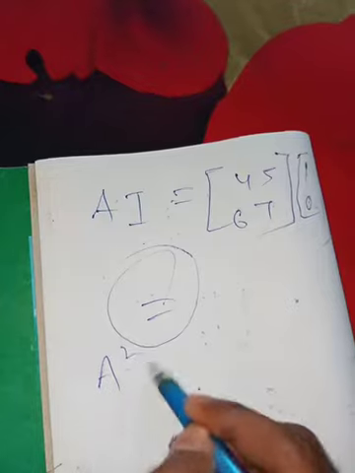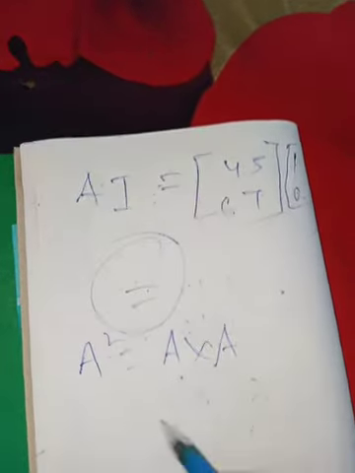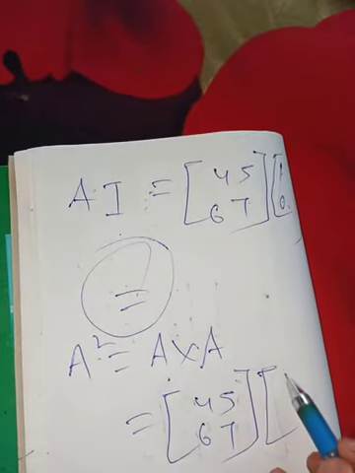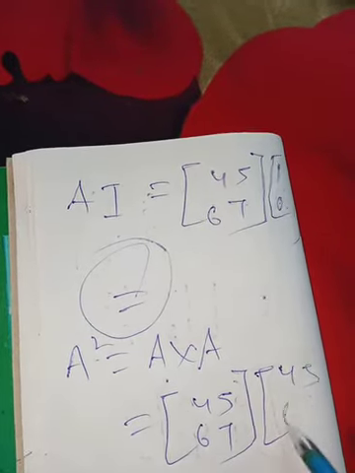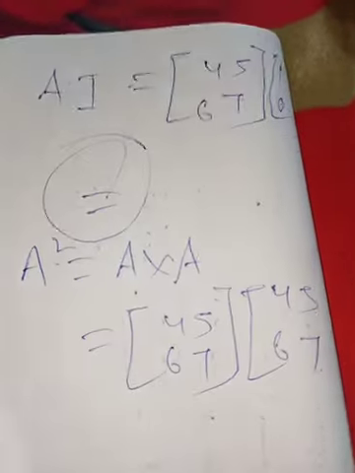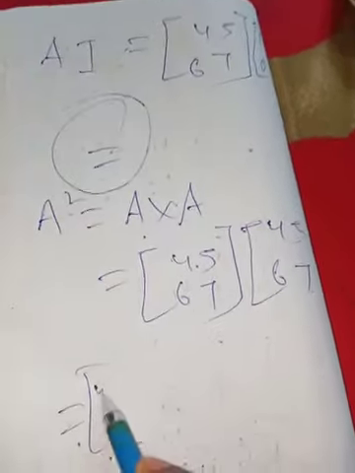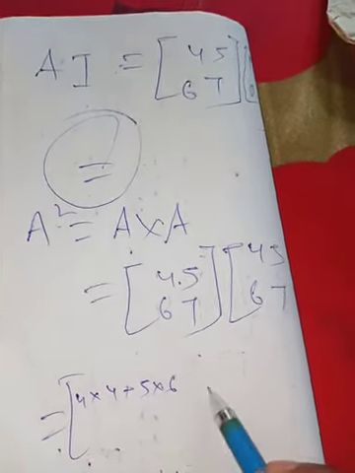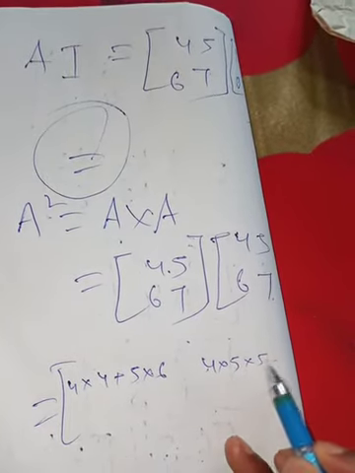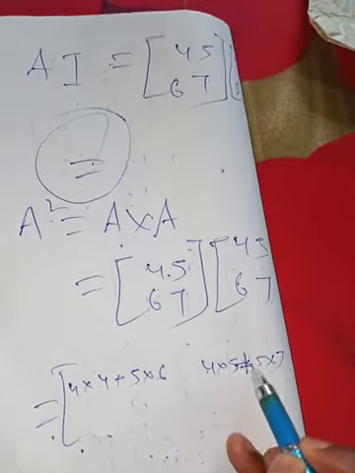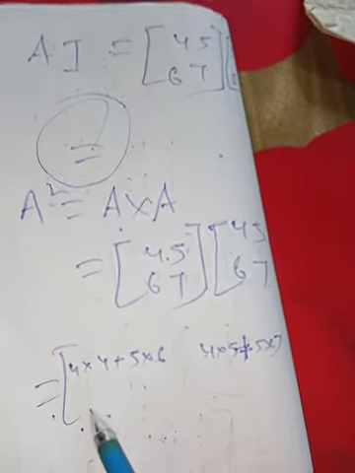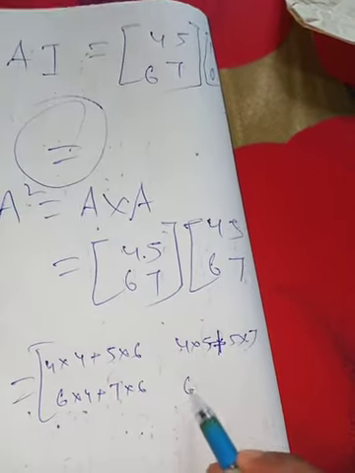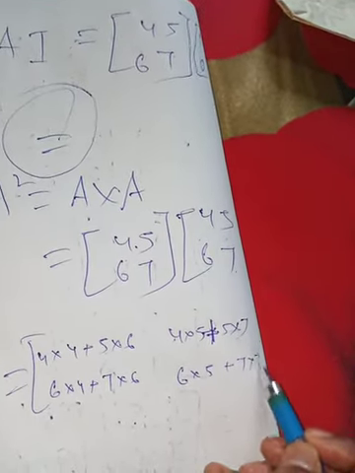What is the meaning of A square? Multiplying A into A. That means 4 5 6 7 times 4 5 6 7. What result will you get? 4 into 4 plus 5 into 6. Here 4 into 5 plus 5 into 7. Next 6 into 4 plus 7 into 6. Here 6 into 5 plus 7 into 7.